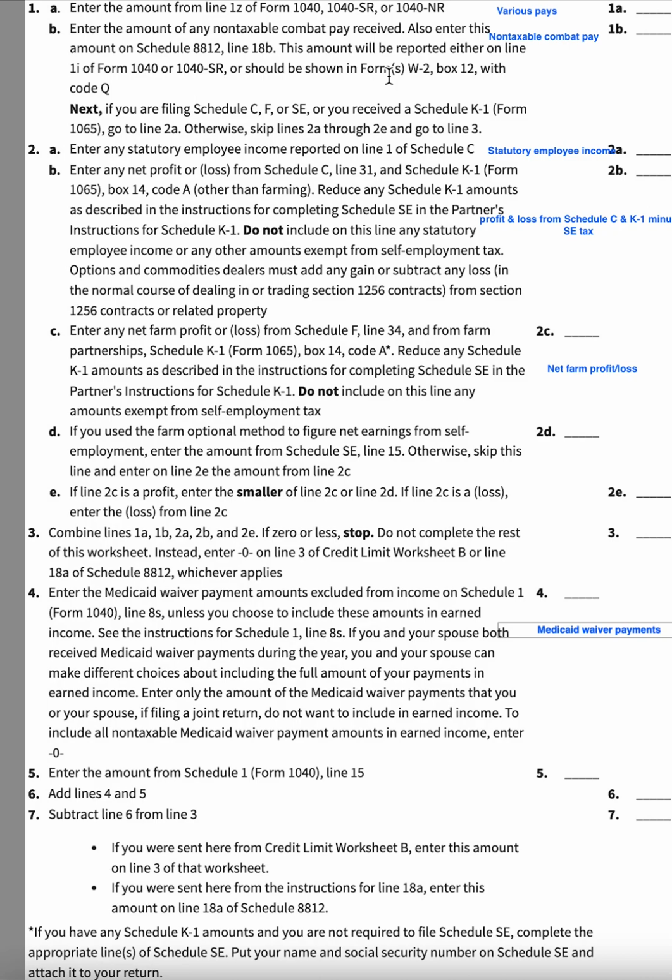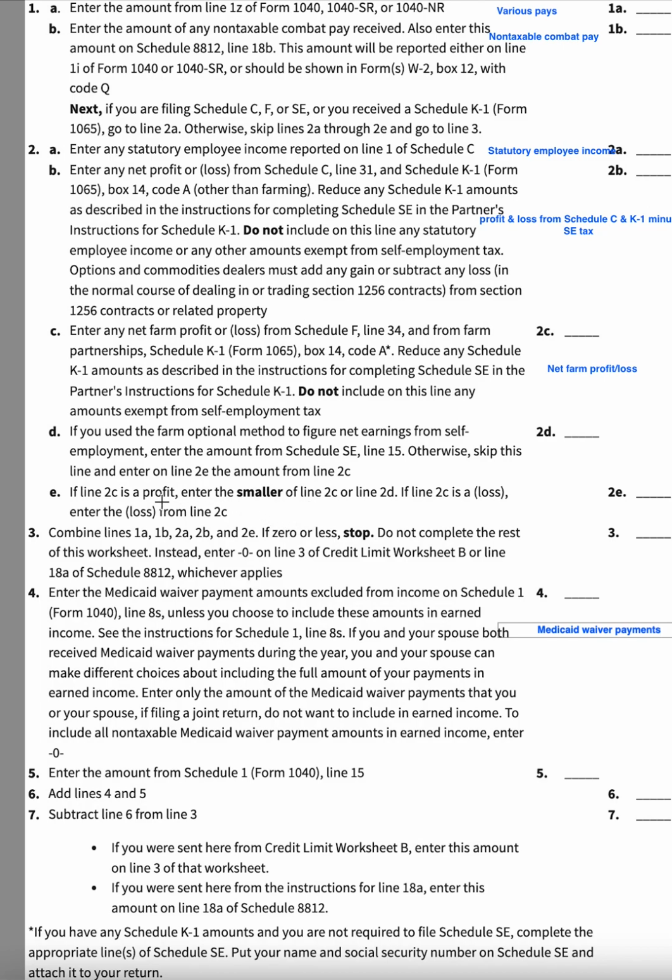In line 2C, enter any farm-related profit or loss from Schedule F and from farm partnerships. You'll find those in Schedule K-1, Box 14, with a code A. Reduce any Schedule K-1 amounts as described in the instructions for completing Schedule SE. Do not include any amounts that are exempt from self-employment tax. In line 2D, if you use the farm optional method to figure net earnings from self-employment, enter the amount from Schedule SE line 15. Otherwise, skip this line and just bring the line 2C number down to 2E. If line 2C is a profit, then enter the smaller of either 2C or 2D. If line 2C is a loss, then enter the loss from line 2C.